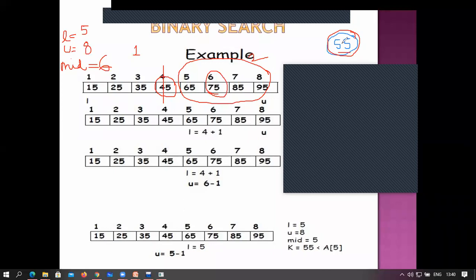Ma'am, we will check whether it is equal to the element. Is 55 equal to 75? No. So that means your array is divided into two parts. How many elements are in the left subarray? Ma'am, 1 element only.